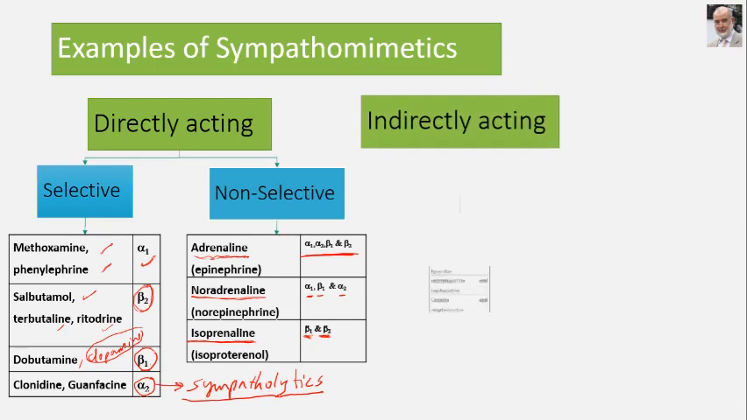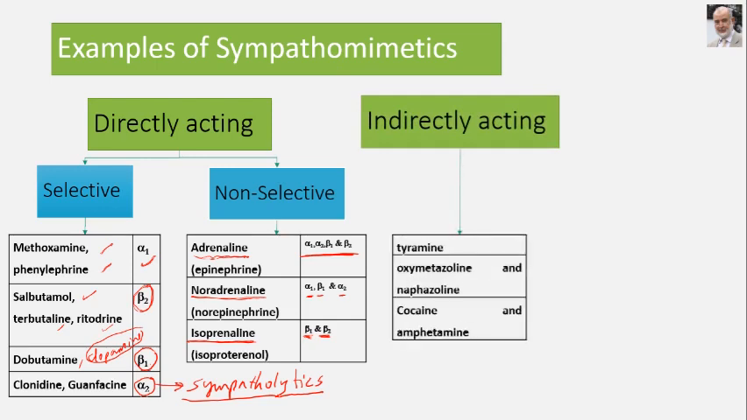Indirectly acting, there are many very famous groups, like tyramine. Tyramine is an amino acid found in cheese; cheese is rich in tyramine. It has no therapeutic application. It is a site of drug-food interaction, as we will talk about when we discuss tricyclic antidepressants and MAO inhibitors in the treatment of depression.